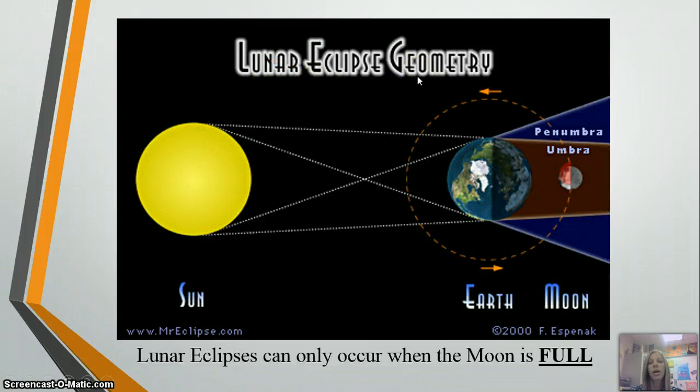So again, what's doing the blocking? The Earth. Behind the Earth is a large shadow, and it is dark, and it's the umbra. Also, the other shadow, the penumbra, is a lighter shadow where it's only a partial shadow, and that is the penumbra.